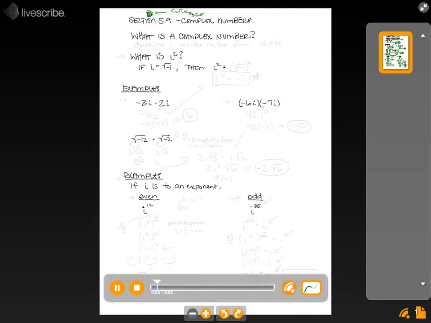Well, a complex number contains i, which means it's a non-real solution. I couldn't find it on a number line if I wanted to. It contains i, and it's written in the form a plus bi, and a and b are numbers, okay?